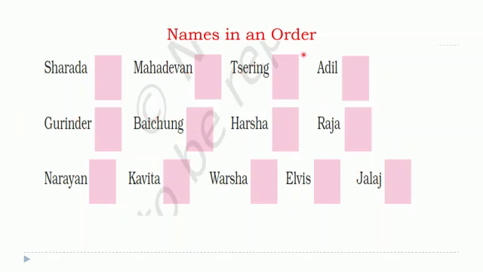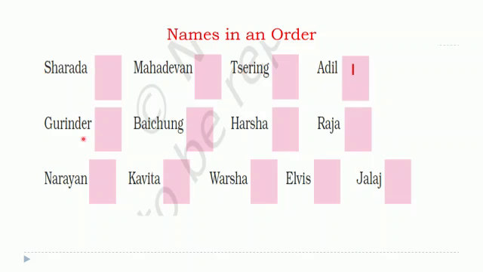Alphabetical order means A, B, C, D. So the letter which comes first will be placed first. So here if we see the first letter is A. You have to just look at the first letter. Okay, so this is A. So we know in our alphabet A, B, C, D, A comes first. So this will be first name. So Adil will be the first name.